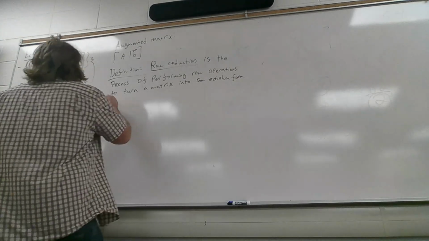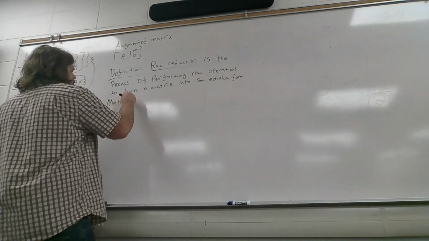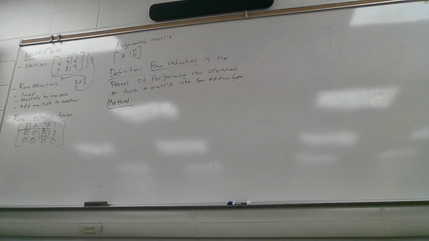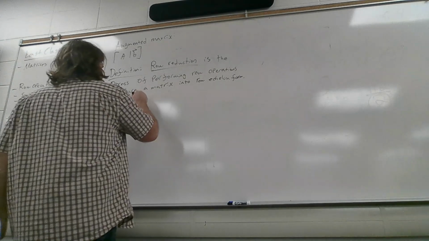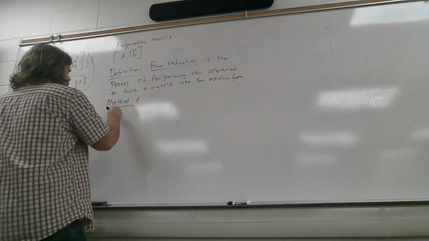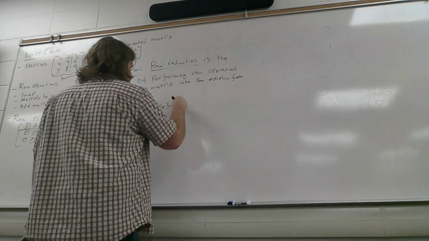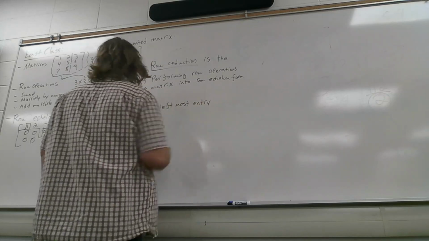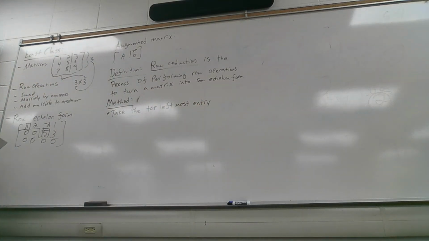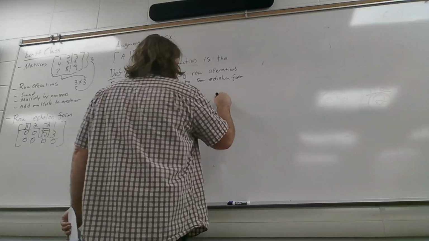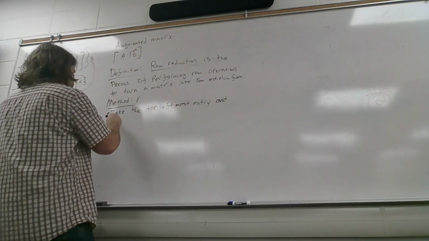So what is the method behind this madness? Well, if we think about the shape that we want to get to, we can actually kind of reverse engineer it a bit. So what we're going to do is we're basically going to take the top leftmost entry and make sure it's a 1 or non-zero. And make it non-zero.